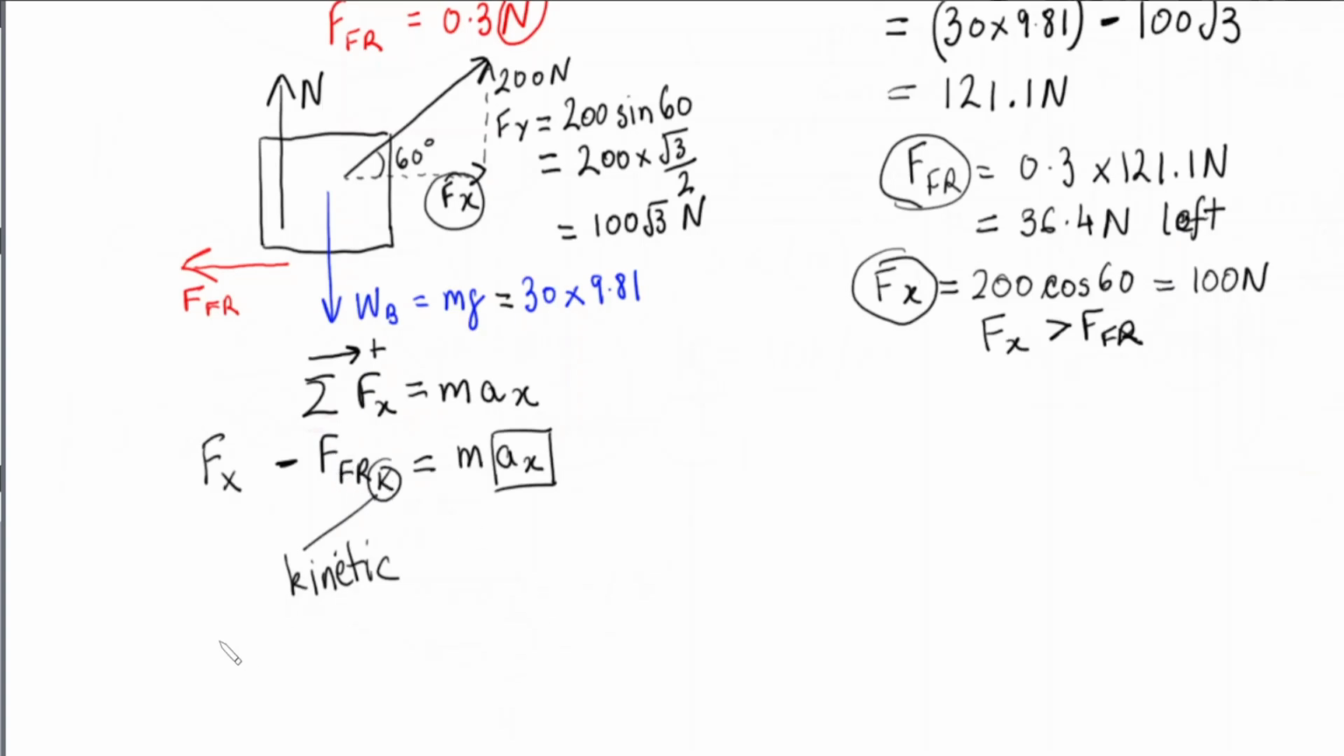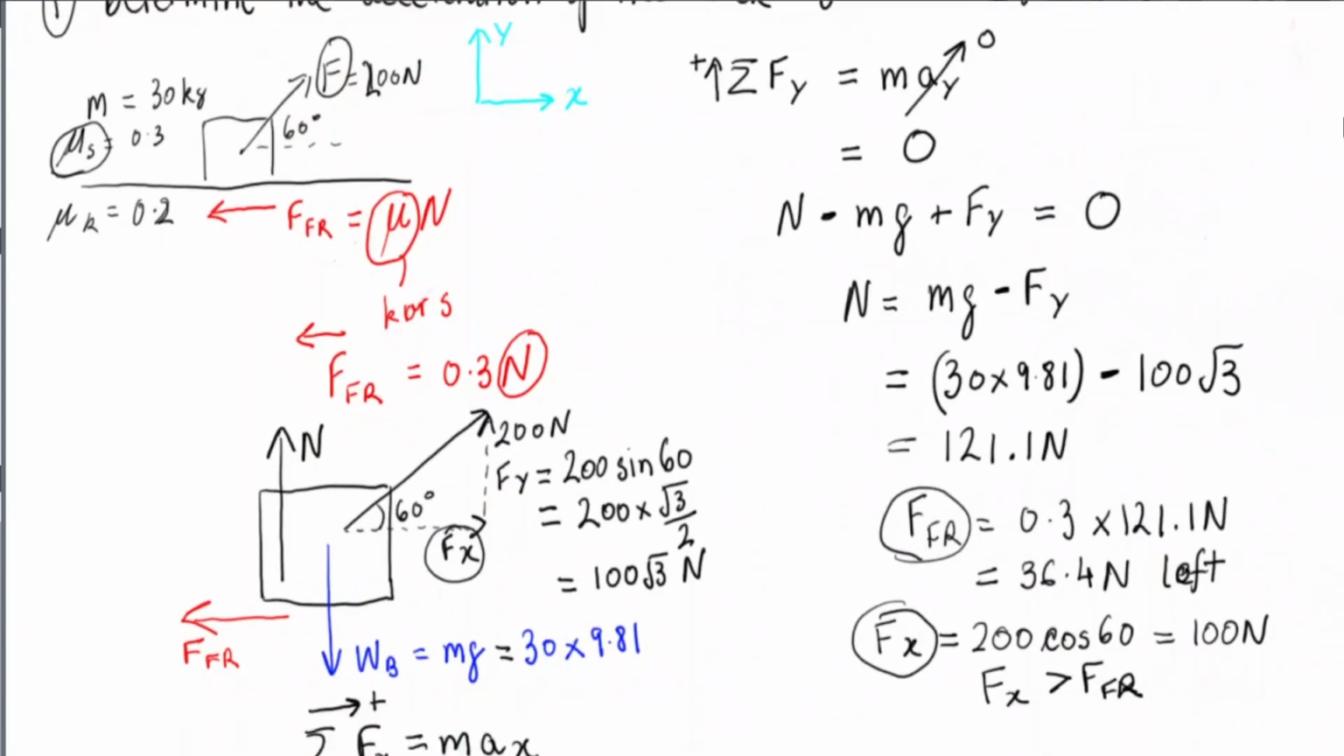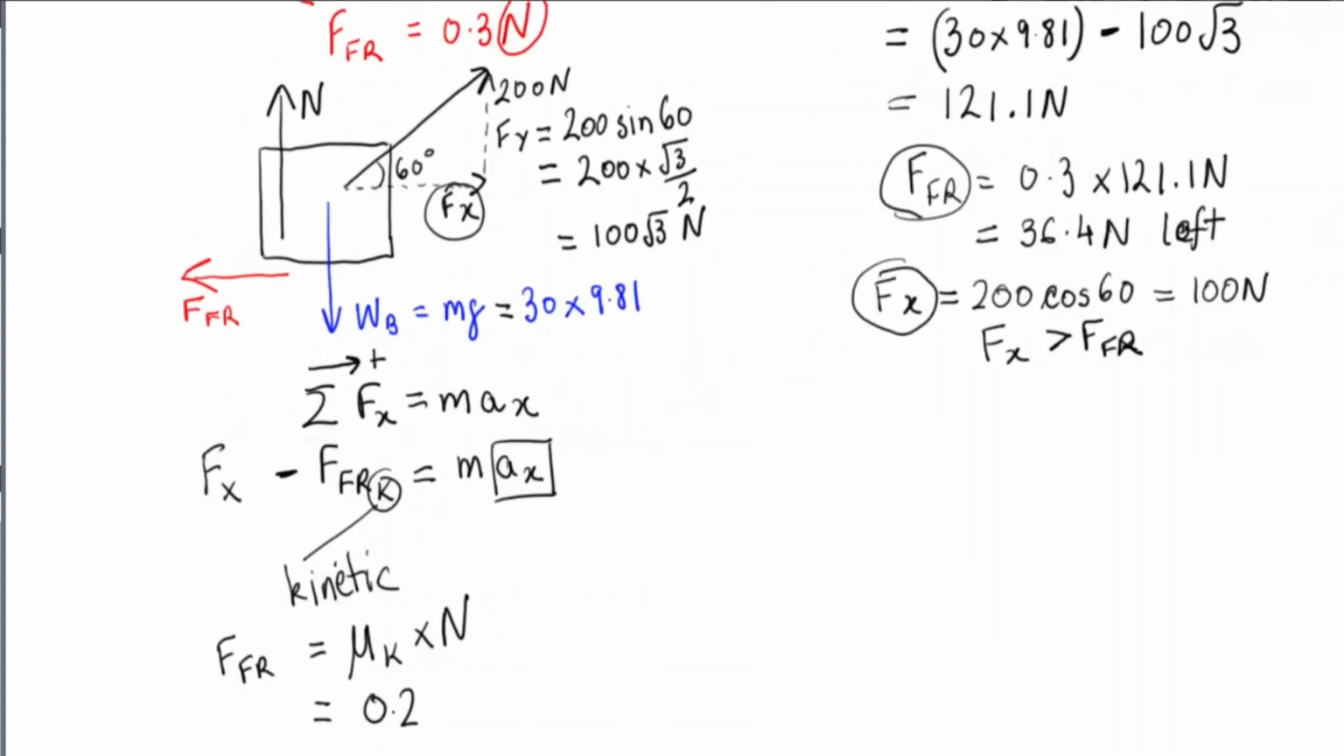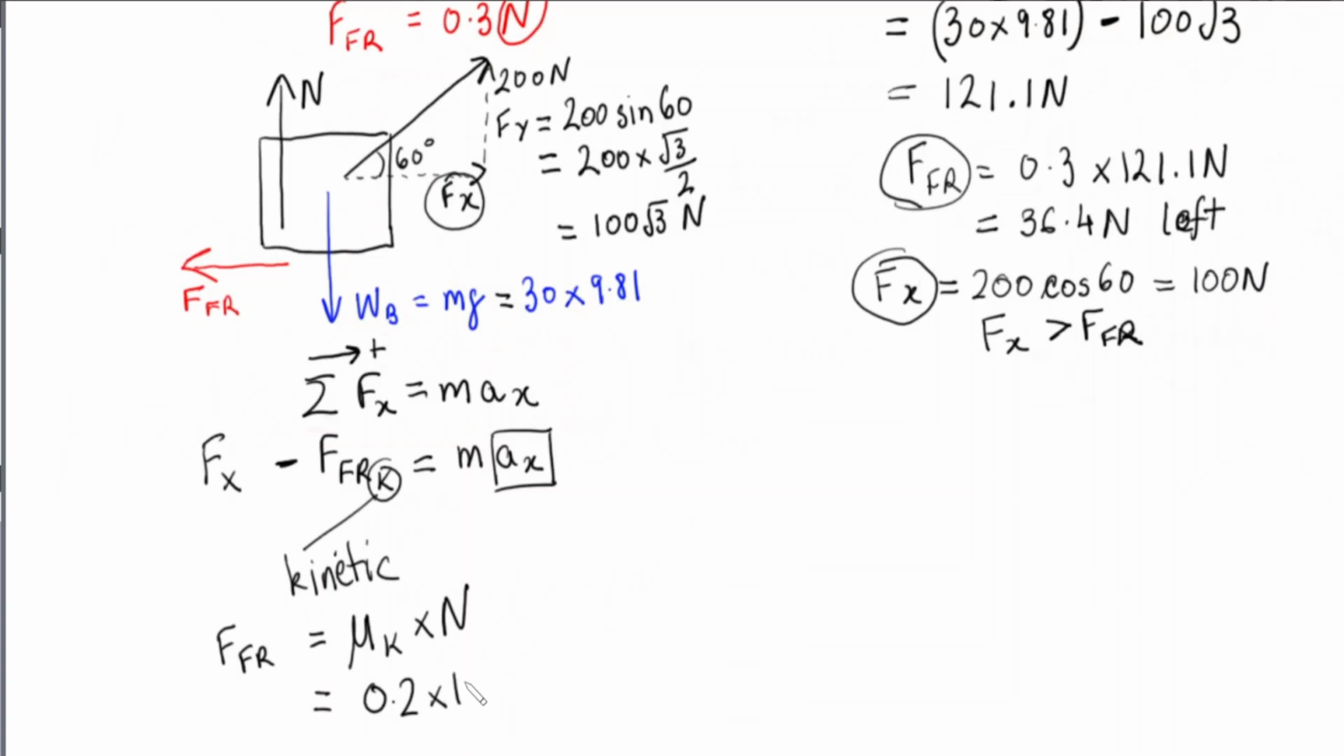Frk is going to be equal to the kinetic friction coefficient times the normal force. And if we look above, the kinetic friction coefficient was 0.2. So I'll put that in. And we know that the normal force from before is 121.1 newtons. So the kinetic friction will be equal to 24.22 newtons. And we know Fx is equal to 100 newtons.